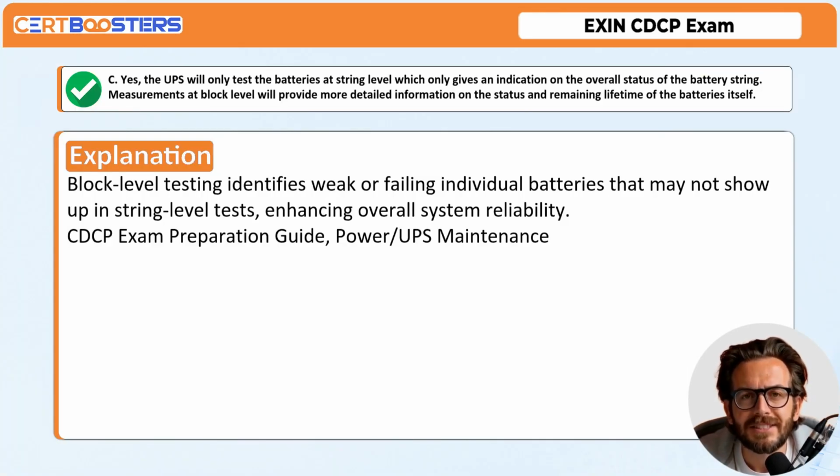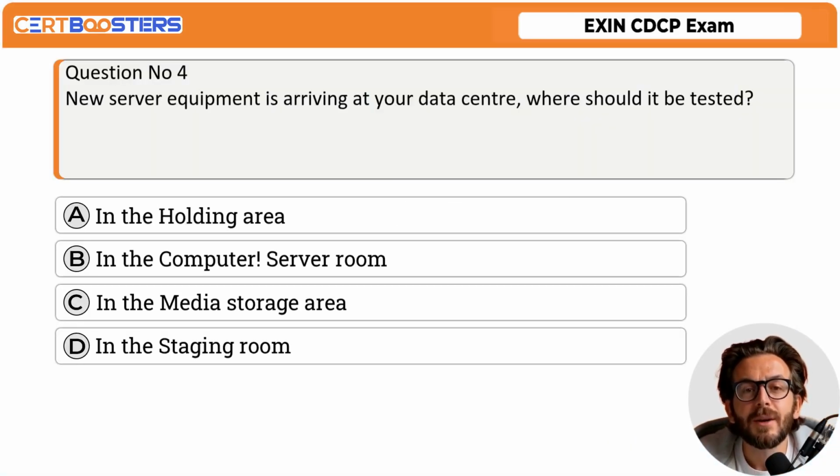Correct answer. C. Yes. The UPS will only test the batteries at string level, which only gives an indication on the overall status of the battery string. Measurements at block level will provide more detailed information on the status and remaining lifetime of the batteries itself. Explanation. Block level testing identifies weak or failing individual batteries that may not show up in string level tests, enhancing overall system reliability. CDCP Exam Preparation Guide, Power/UPS Maintenance.